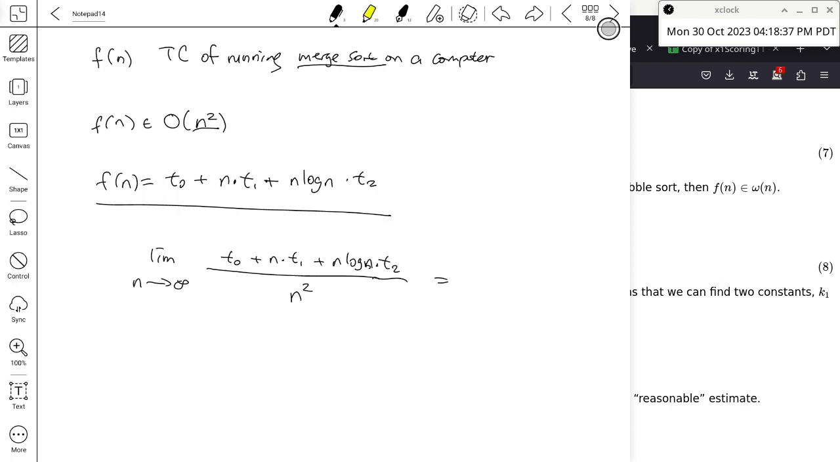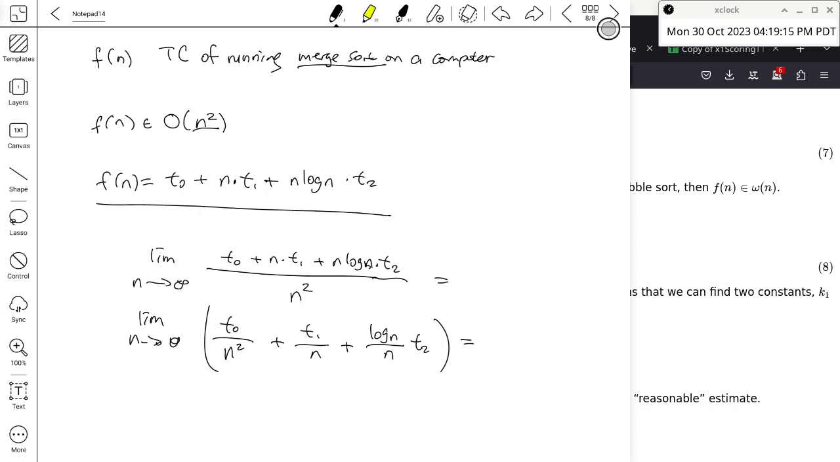Come on, you guys. It would be log n times t2 over n. Log n times t2? No, it's not. Let's break it up, because it is the limit as n approaches infinity. It's t0 divided by n squared plus t1 divided by n plus log of n divided by n times t2, right? So what do you think it is?